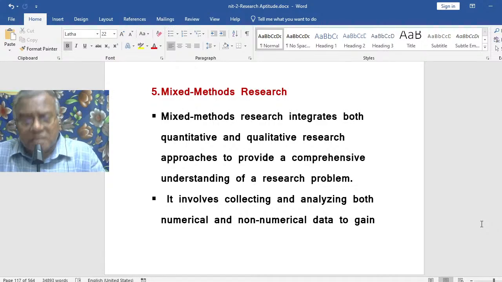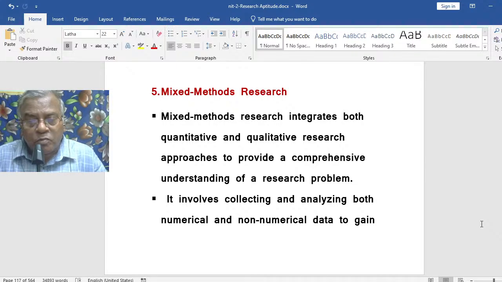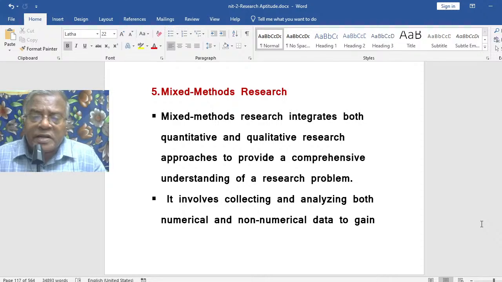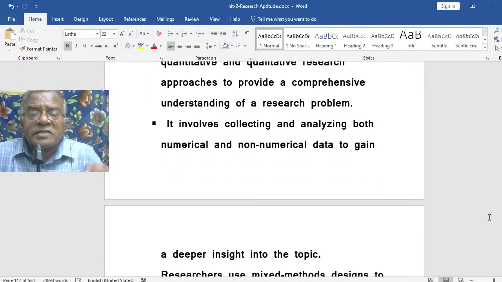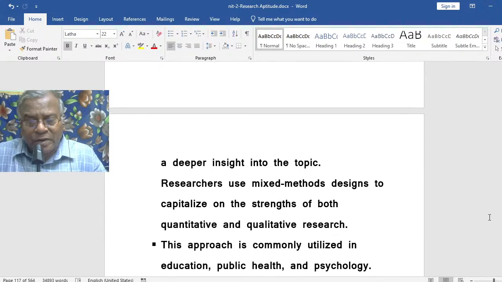Mixed methods research. Mixed methods research integrates both quantitative and qualitative research approaches to provide a comprehensive understanding of a research problem. It involves collecting and analyzing both numerical and non-numerical data to gain a deeper insight into the topic.